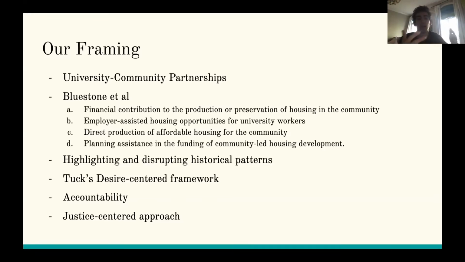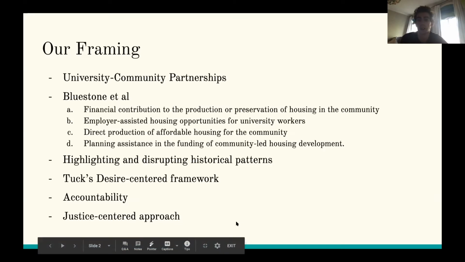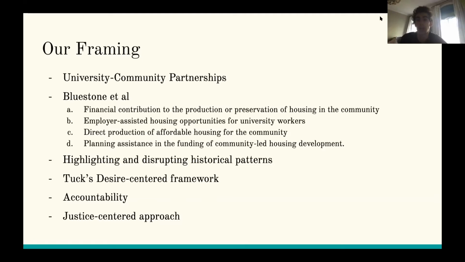And Bluestone et al. kind of forms the grounding of much of the literature review that frames our report. This piece outlines four different models of university community partnerships in the context of housing. The first being direct financial contributions to the production or preservation of affordable housing, which is the least common, but one of the most impactful models that universities can have. The second, employer-assisted housing opportunities, so things like mortgage assistance for faculty and staff to encourage folks to live near the university. And then direct production of affordable housing. And then lastly, planning assistance in the funding of community-led housing development or community development projects.